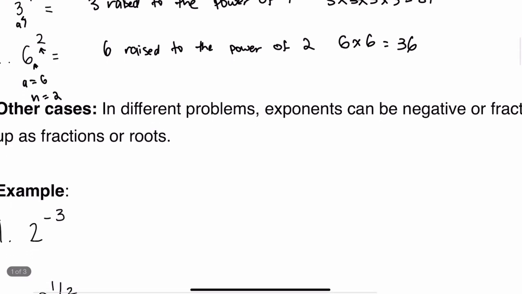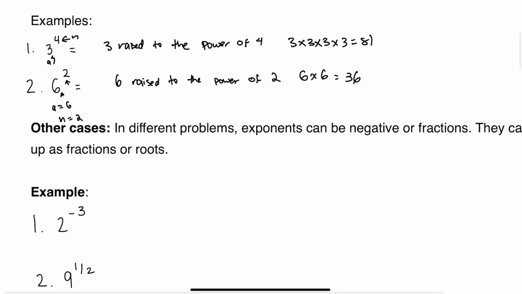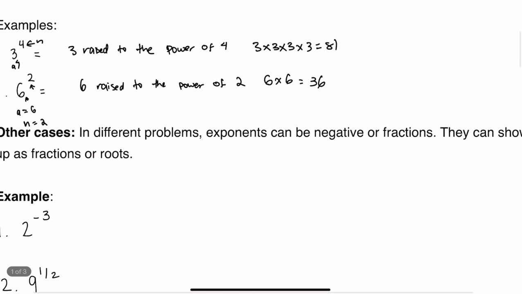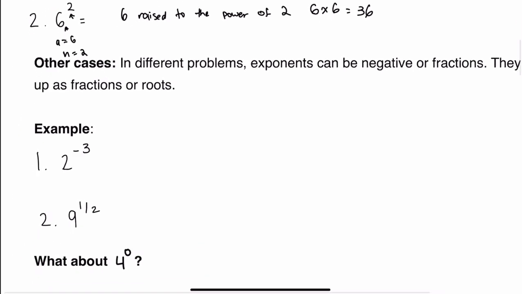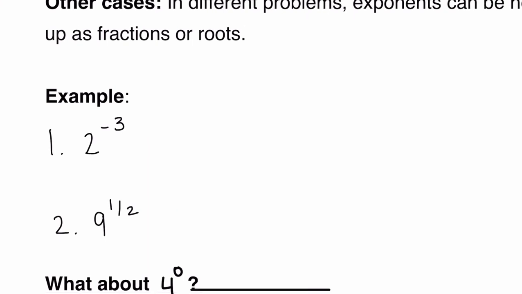Now we have other cases. In different problems, the exponent can be negative or a fraction. So when you evaluate them, it's going to show up as fractions or roots. The first one is 2 to the minus 3. In this case, our a is going to be 2, and our n is going to be minus 3. Whenever you have a negative power, this is a really easy way to solve it.